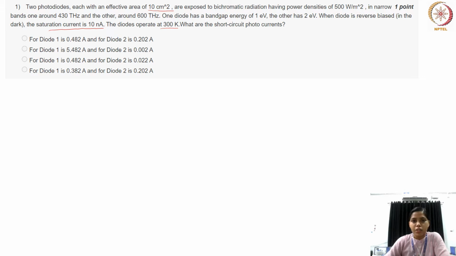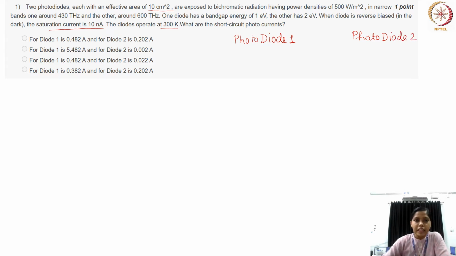It is asking you what are the short circuit photocurrents for both the diodes. So let's first write what is given in the question. Let's say this is my photodiode 1, and here we will write the values for photodiode 2.